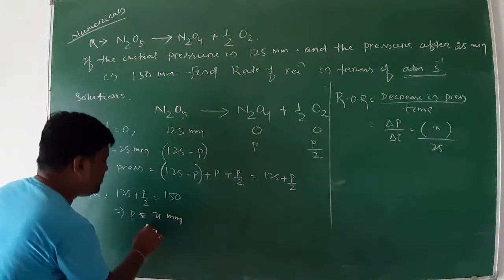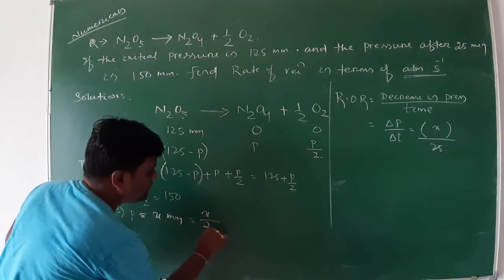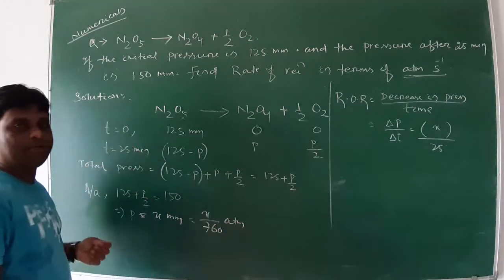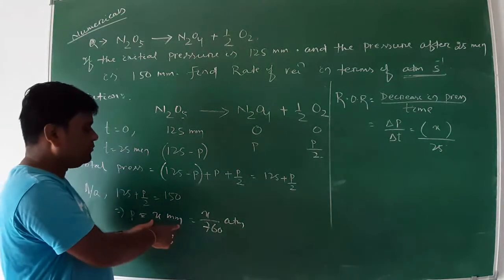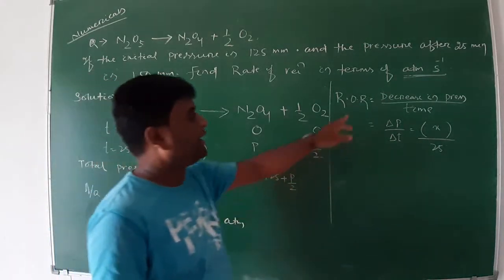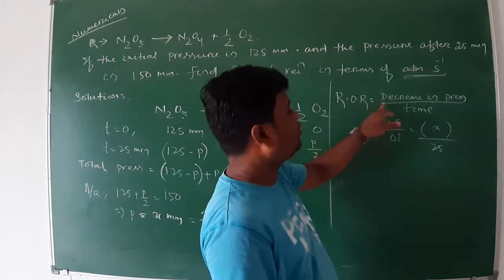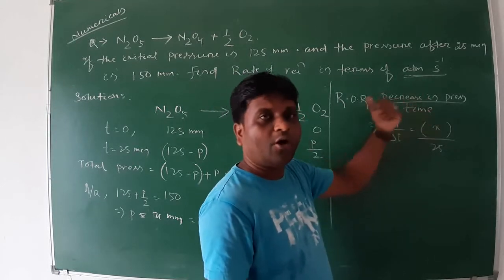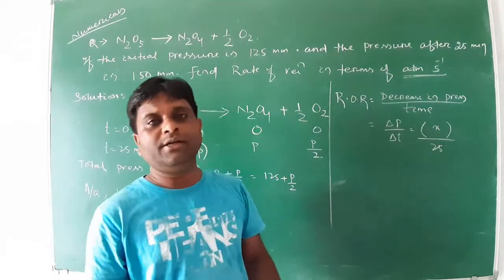Then X mm will be X by 760 atm. 1 atm equals 760 mm, so X mm equals X by 760 atm. Now the rate of reaction: we know that rate of reaction equals decrease in pressure by time, or we can write increase in pressure divided by time.